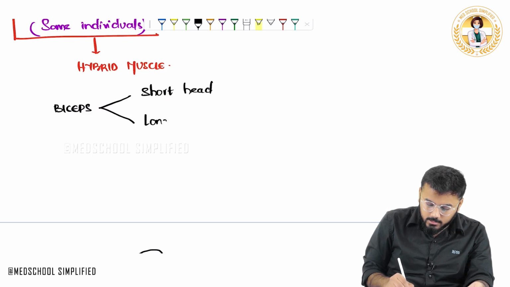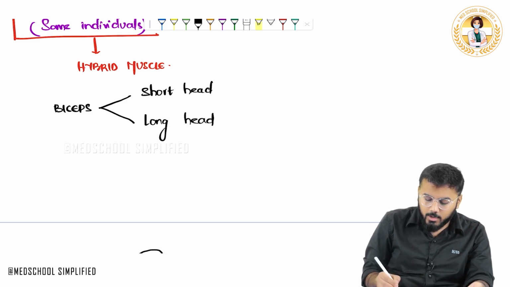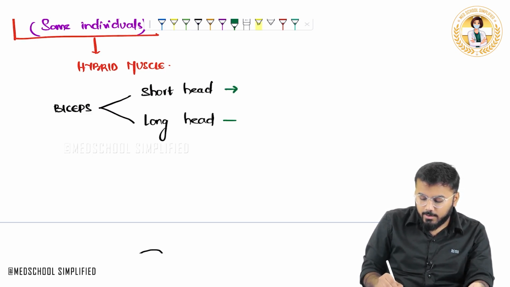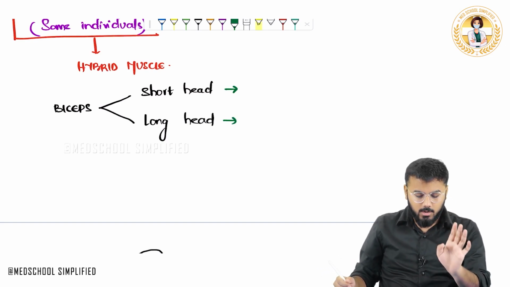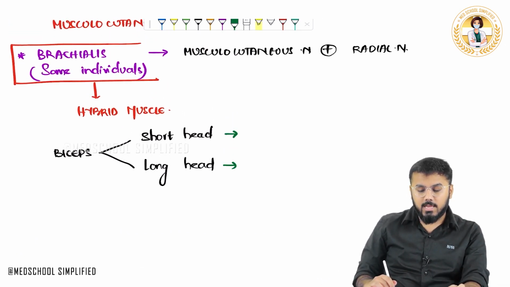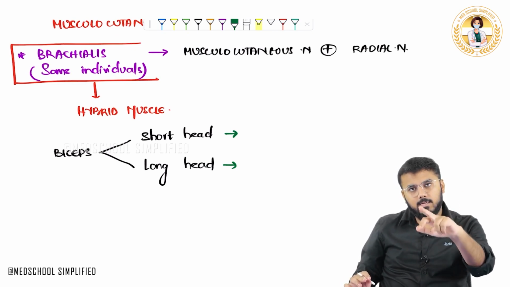Another one is called the long head of biceps. Now what is this short head and what is this long head? I will tell you later on. But for now, just remember that biceps is having two heads. One is called short head, one is called long head.